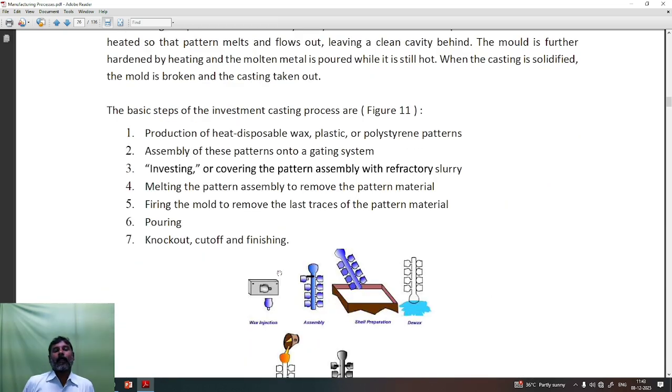The basic steps of the investment casting process. Production of heat-disposable wax, plastic or polystyrene patterns, assembly of the patterns onto a gating system, investing or covering the pattern assembly with refractory slurry, melting the pattern assembly to remove the pattern material, and firing the mold to remove the last traces of the pattern material.